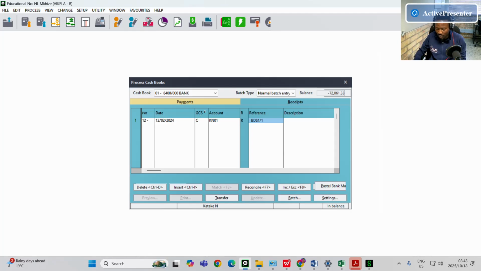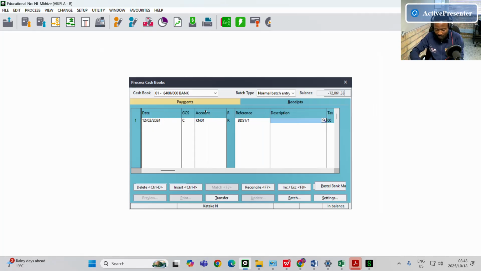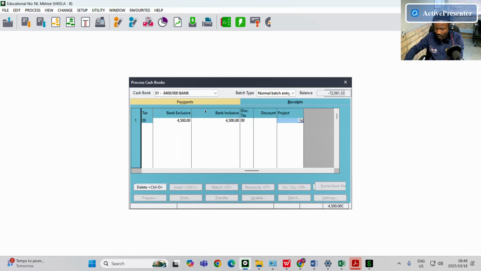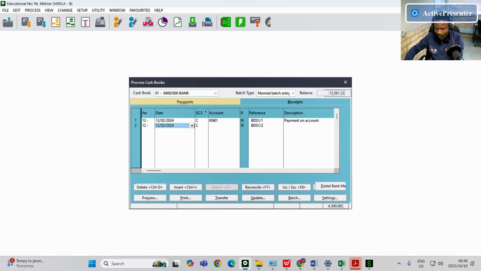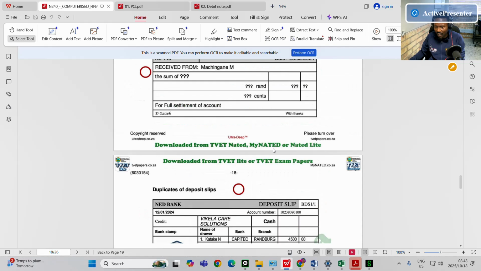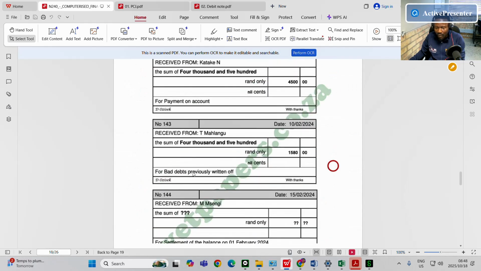Obviously we must use BDS1/1. The description is payment on account. The amount is 4,500. There is no discount. We move still the same date. Now let us look at the second receipt, which is for 1,580. It says bad debts previously written off.